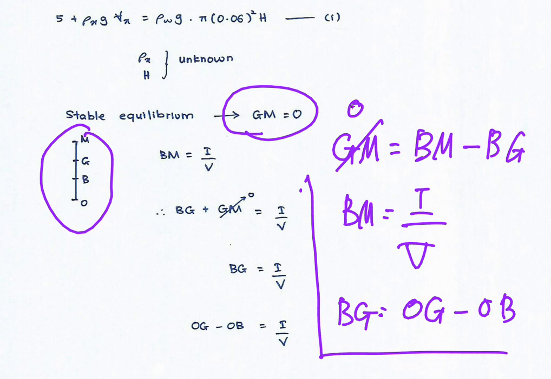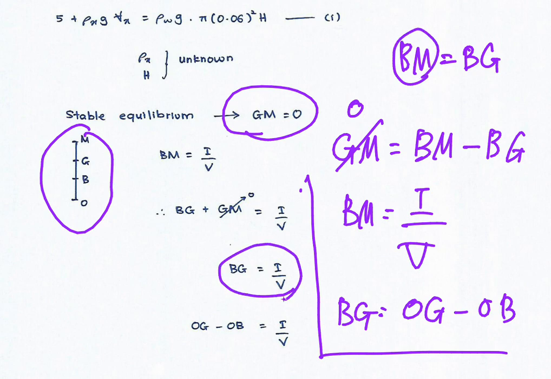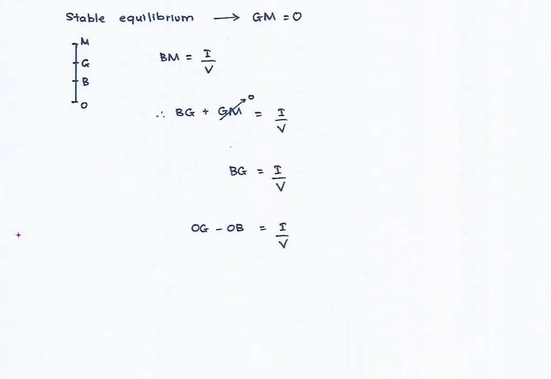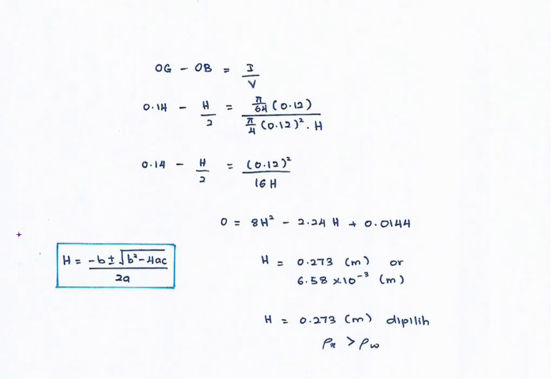So we start to calculate. We have the equation Bm is equal to Bg. The Bm here can be calculated by using this equation, so I moment over volume. And then Bg here can be written as OG minus OB. Then we substitute all the values. So the OG here can be written as 0.14.